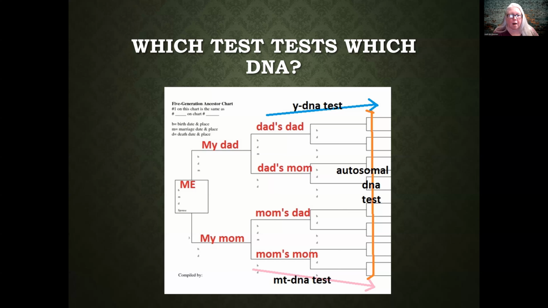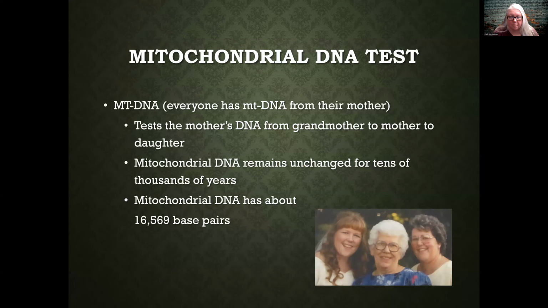So we're going to focus predominantly on mitochondrial DNA tonight, but we are going to pull in some autosomal DNA when we're talking about how to utilize our match lists. So, mitochondrial testing. Everyone has mitochondrial DNA from their mother, men and women. It tests the mother's DNA from grandmother to daughter, or from grandmother to mother to son.